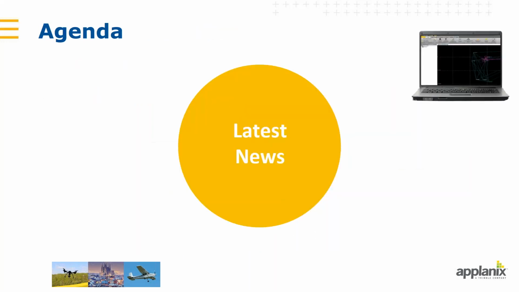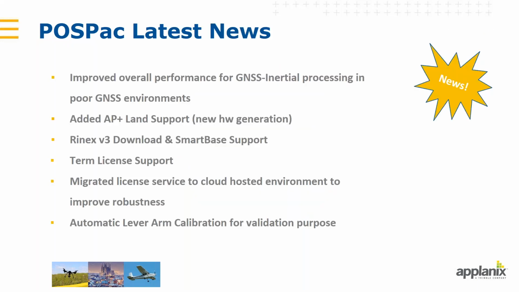Okay, coming now to the last chapter of this presentation, I would like to show you some of the milestones or key developments which come with the latest version of POSPac. Some kind of latest news. We have an improved overall performance for the GNSS inertial processing, especially for situations where you have a degraded GNSS signal. We have added the new hardware generation IP Plus for land applications.